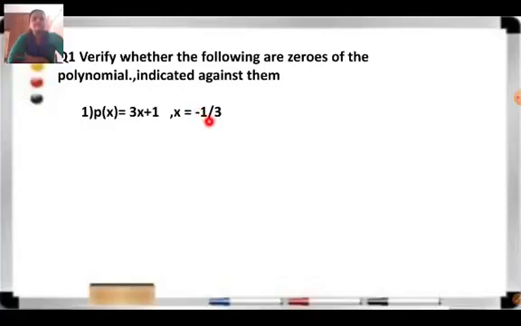It means that if I substitute the x value as minus 1 upon 3 in the expression, we have to check whether the answer is 0 or not. If you are getting the answer as 0, that means we can say yes, x equal to minus 1 upon 3 is a zero of the polynomial. See the answer here: 3 into minus 1 upon 3 plus 1. What will you get as the answer? 0. So the final answer is: yes, x equal to minus 1 upon 3 is a zero of the polynomial.